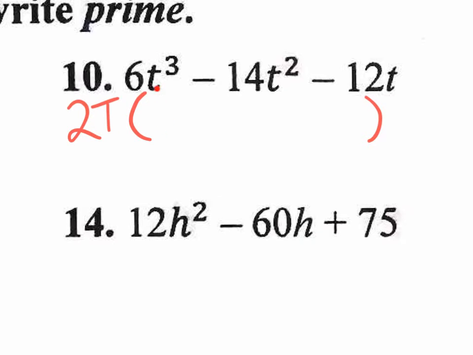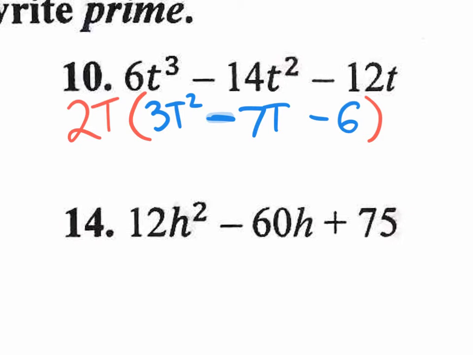2t times what will give me a 6t squared? That will be a 3t squared. And then 2t times what will give me a negative 14t squared? Well, that will be a minus 7t. And then 2t times what will get us a negative 12t? That'll just be a minus 6. And that's about it with regards to pulling out the GCF.